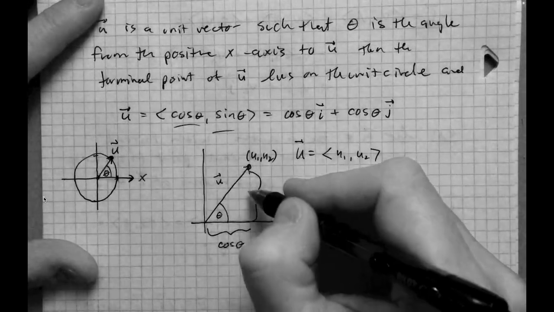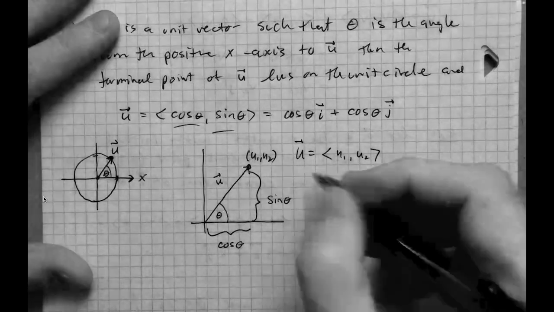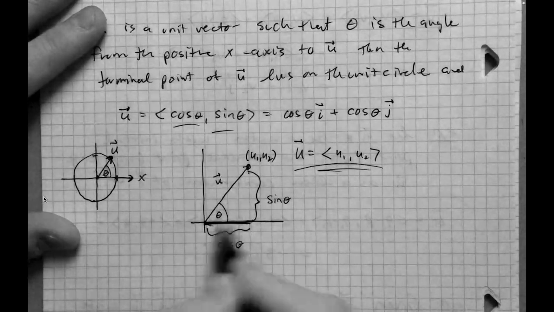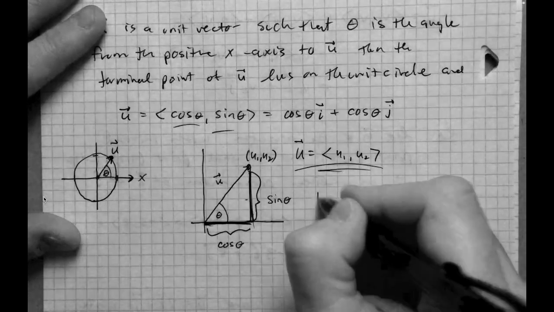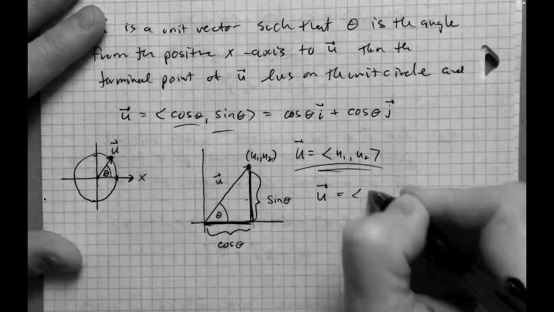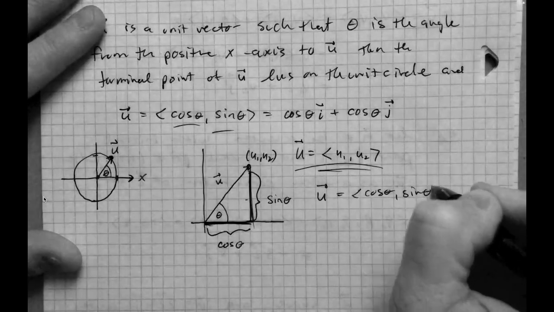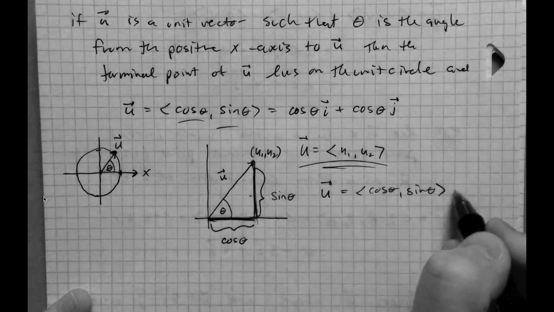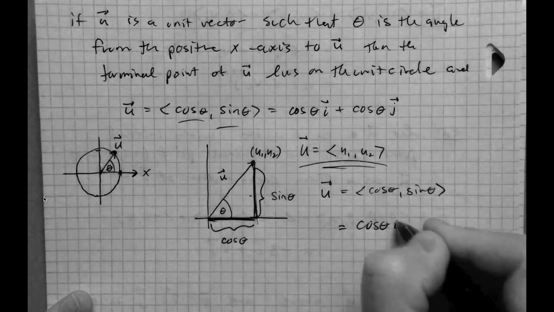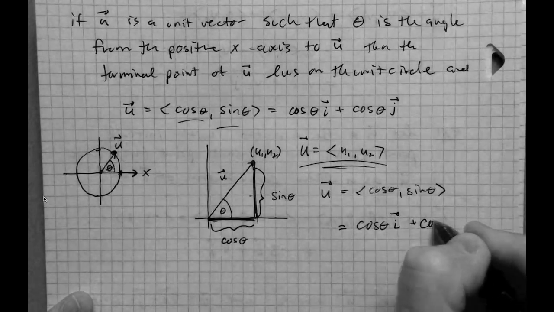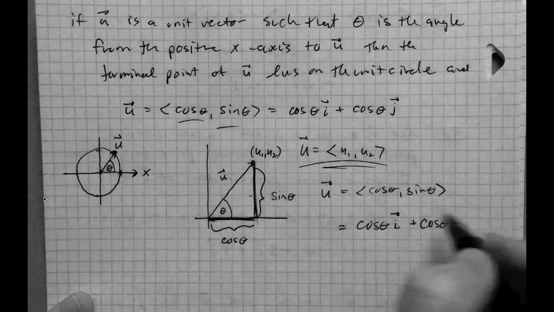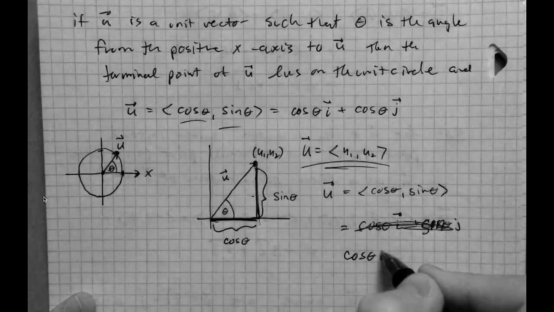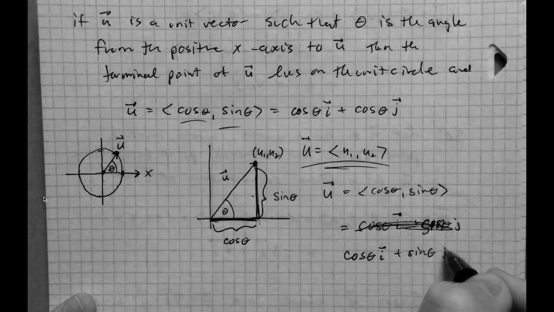Okay, and so that's also going to be that height, right? So that should make sense. It's basically u1 is this, u2 is that, and so u, written in standard position, is just cos theta, sine theta. Right, and then of course this can be written using standard unit vectors. So you could write it as cos theta I plus sine theta j.